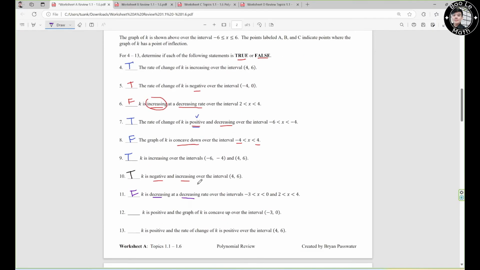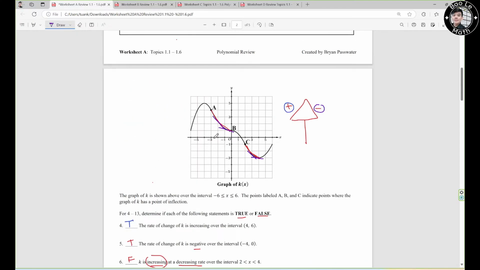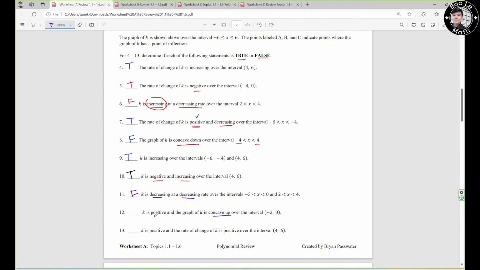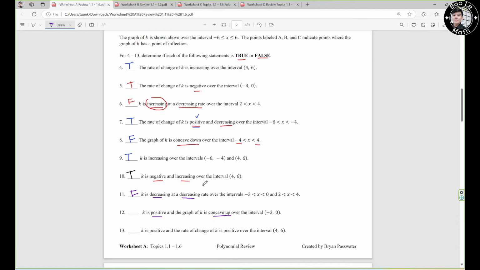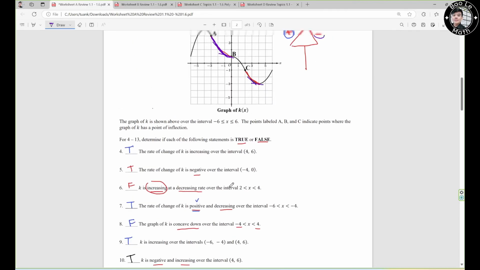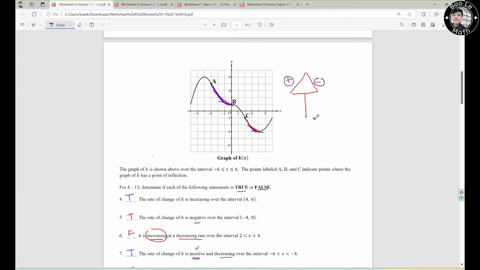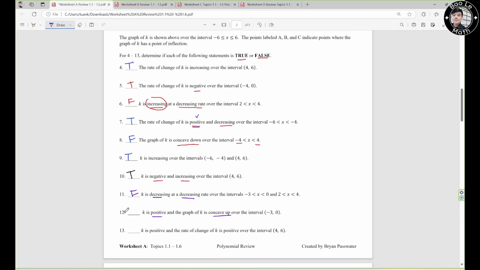Number 12. The function k is positive and the graph of k is concave up over the interval negative 3 to 0. Negative 3 to 0, so we have this guy right here. The function is positive, yes, because it's above the x-axis. And the graph of k is concave up, yes, we have something like this, or something like this. This is concave up. So the answer to number 12 is true.